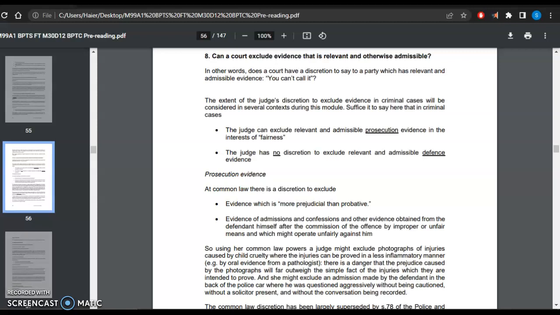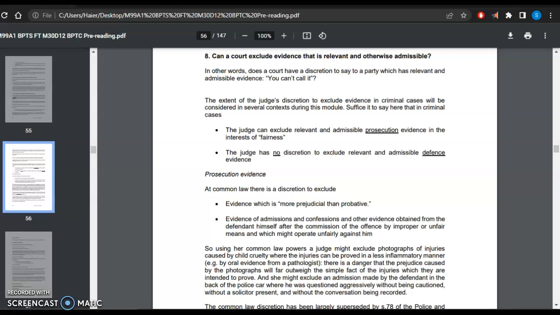Now the question arises: can the court exclude evidence that is relevant and otherwise admissible? The court can exclude evidence that is relevant and otherwise admissible on the grounds of the fairness of the case, so as not to cause any prejudice against the defense. The extent of the judge's discretion to exclude evidence in criminal cases will be considered in several contexts during the module in the future.